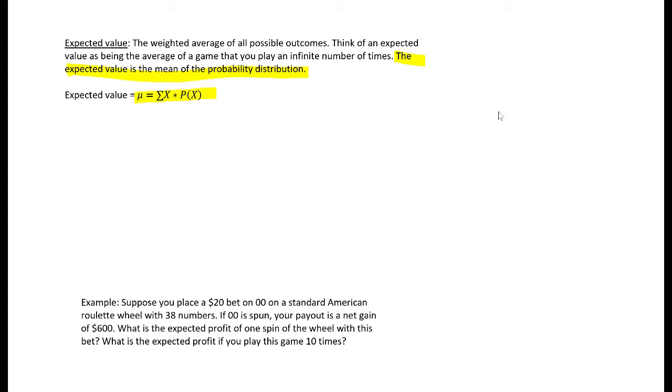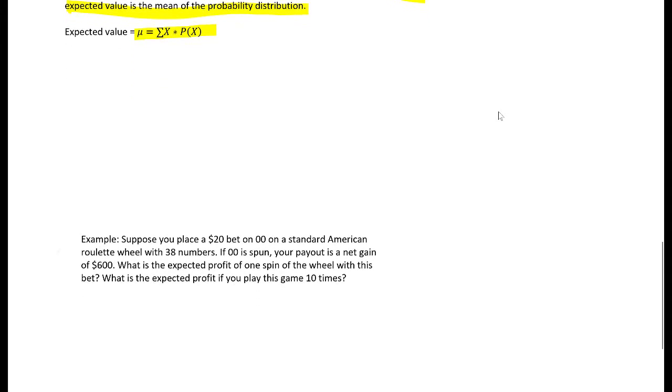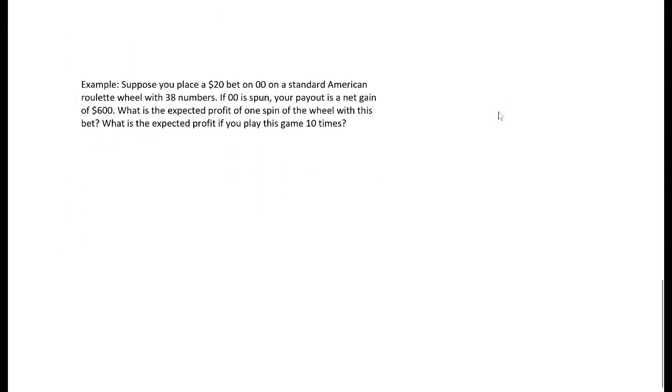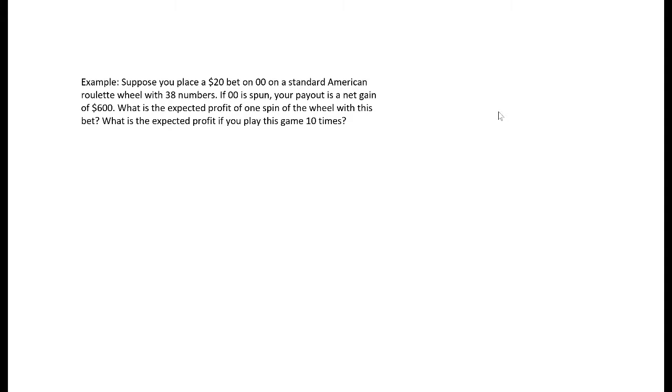Okay, let's do an example here. Suppose you place a $20 bet on 00 on a standard American roulette wheel with 38 numbers. If 00 is spun, your payout is a net gain of $600. What is the expected profit of one spin of the wheel with this bet? What is your expected profit if instead you play this game 10 times?